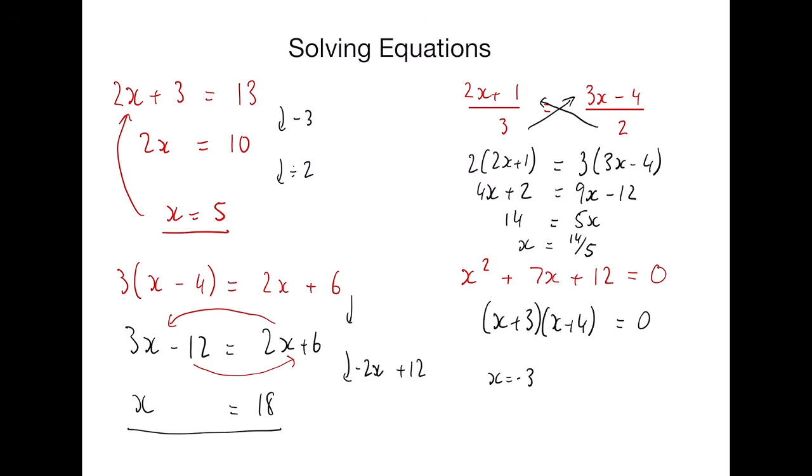X could either be minus 3 for this bracket, or if we want to make this bracket 0, it's going to be minus 4. A little shortcut for that is it's always the opposite of whatever is in these brackets here. So we have 2 pluses, so the answer is both negative.